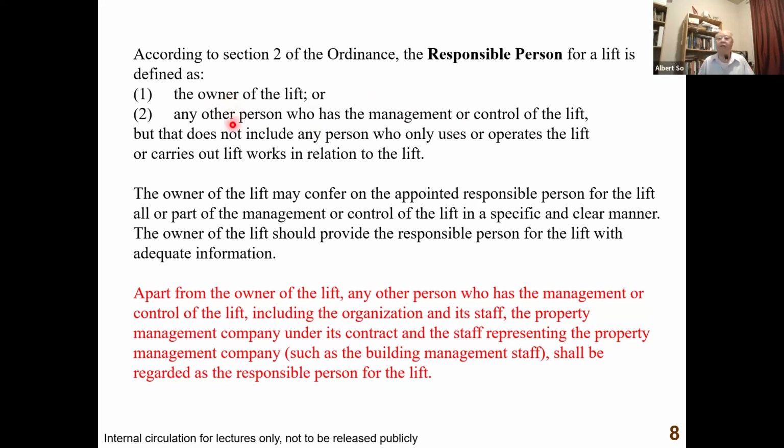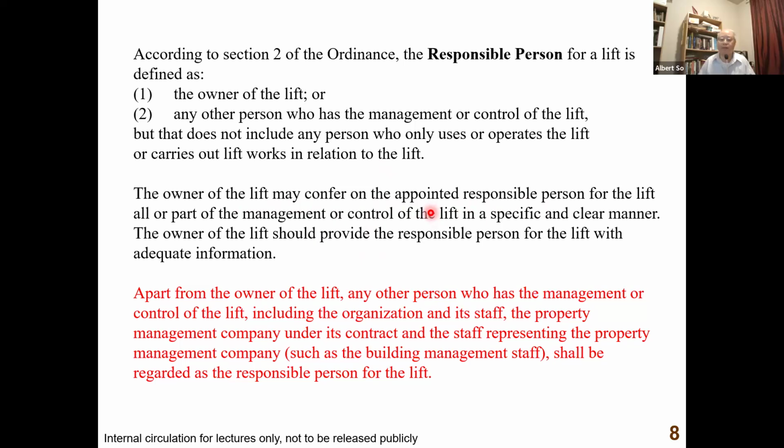the owner just needed to pay the penalty. That's all. But nowadays, if the owner has not done the job, then he may be penalized with imprisonment. He needs to be imprisoned. That's why nowadays lift safety is much higher than in the past. And the owner of the lift may appoint a responsible person, that's the property management company, to operate and maintain the lift.